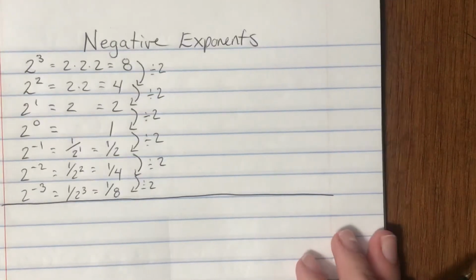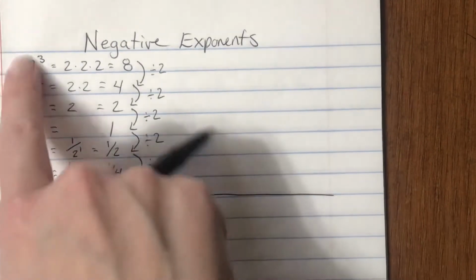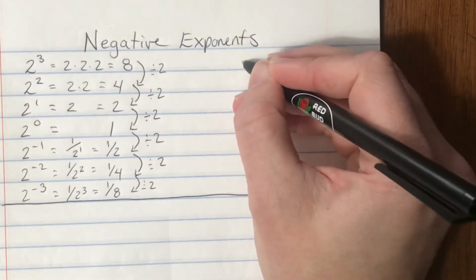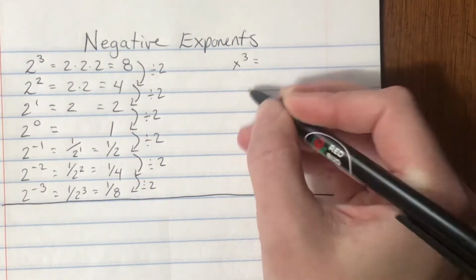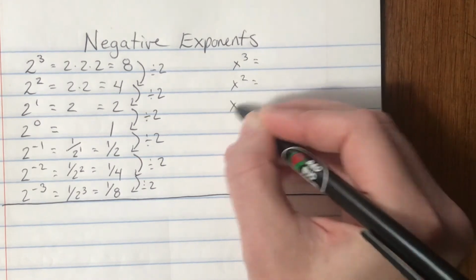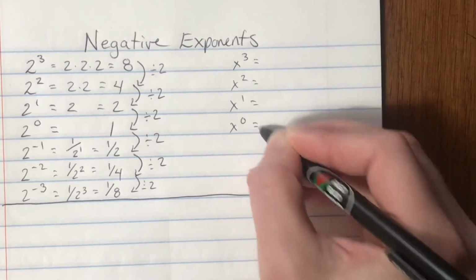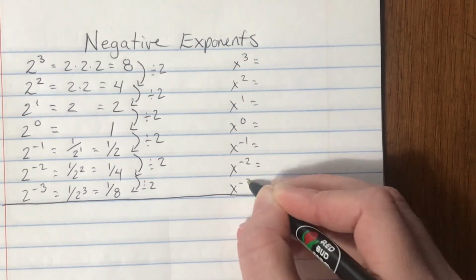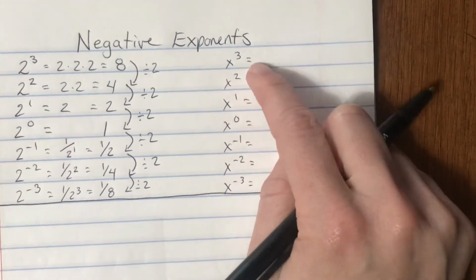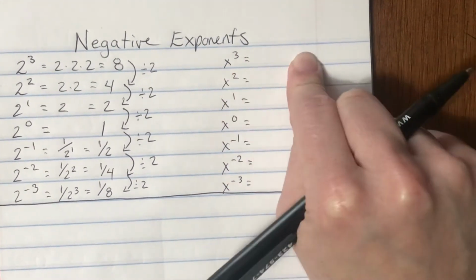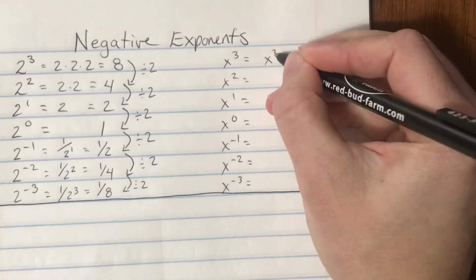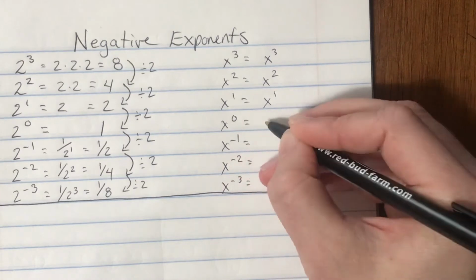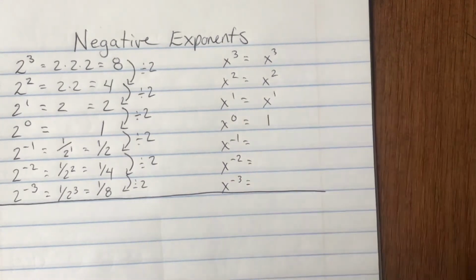So the same thing's going to happen today with variables, right? Because we're not dealing with numbers, we're dealing with variables more often than not. So let's do the same sort of idea: x to the third, x to the second, x to the first, x to the 0, x to the -1, x to the -2, and x to the -3. Of course, there's nothing really to do to these first ones. I mean, we could expand them, sure, but x to the third is just x to the third. X squared is just x squared. X to the first is just x to the first. X to the 0, anything to the 0 is just 1.